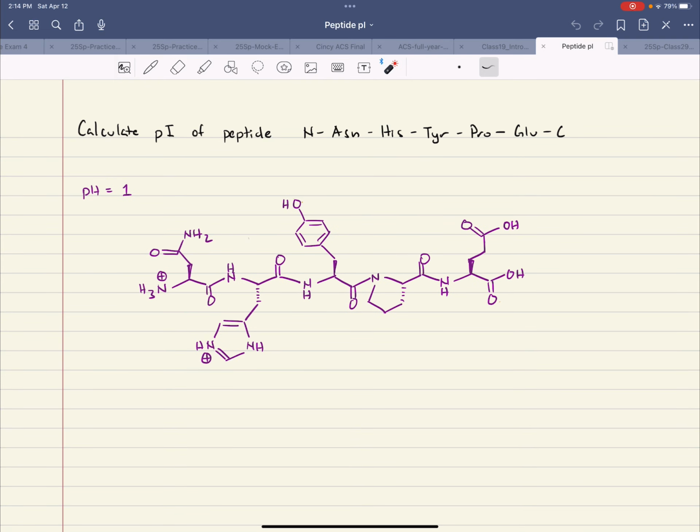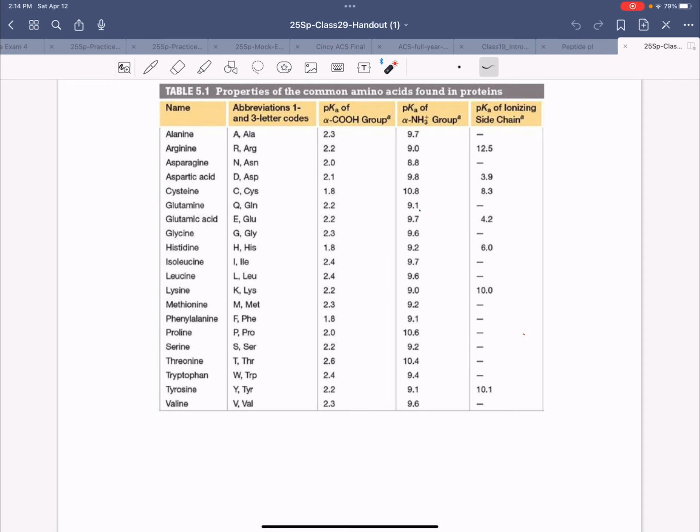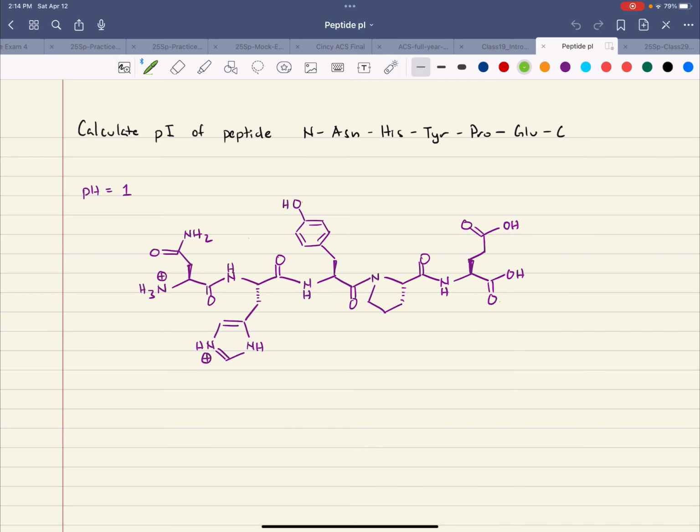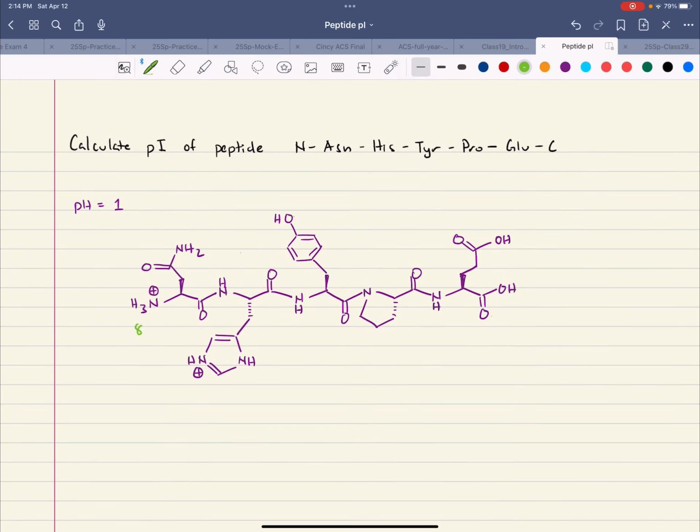Asparagine, the first amino acid, the amino group. The amino group is 9.8. I'm going to circle them actually. So asparagine, we definitely need this number here. We do not need this number because there is no carboxyl group anymore because we made an amide, and there is no side group. Let's put that in, 8.8. Again, there is no pK for this.